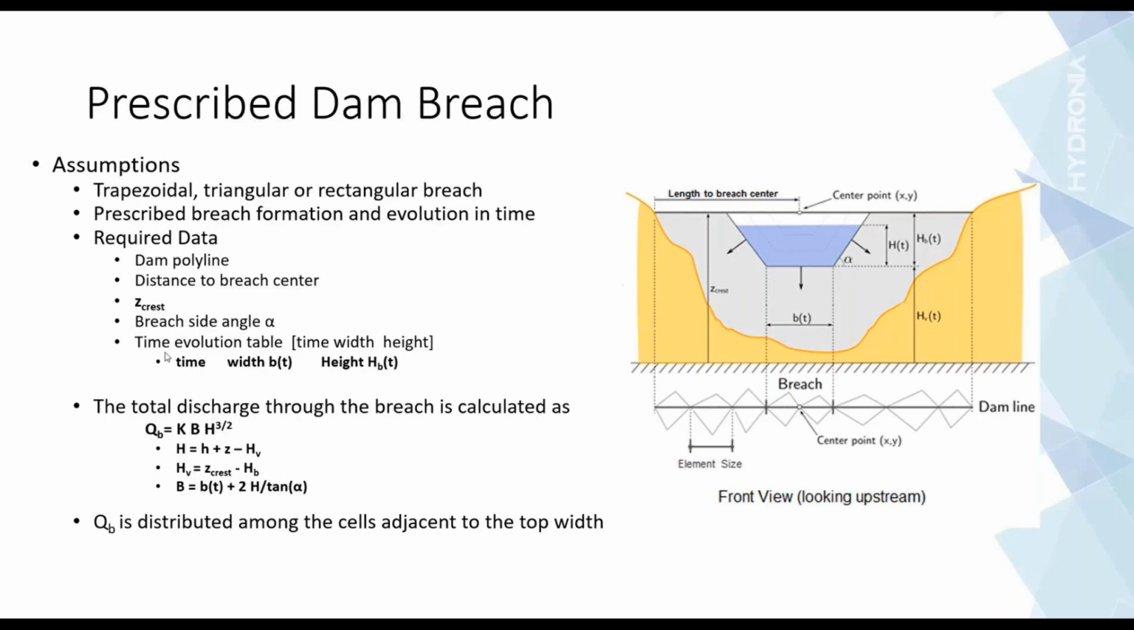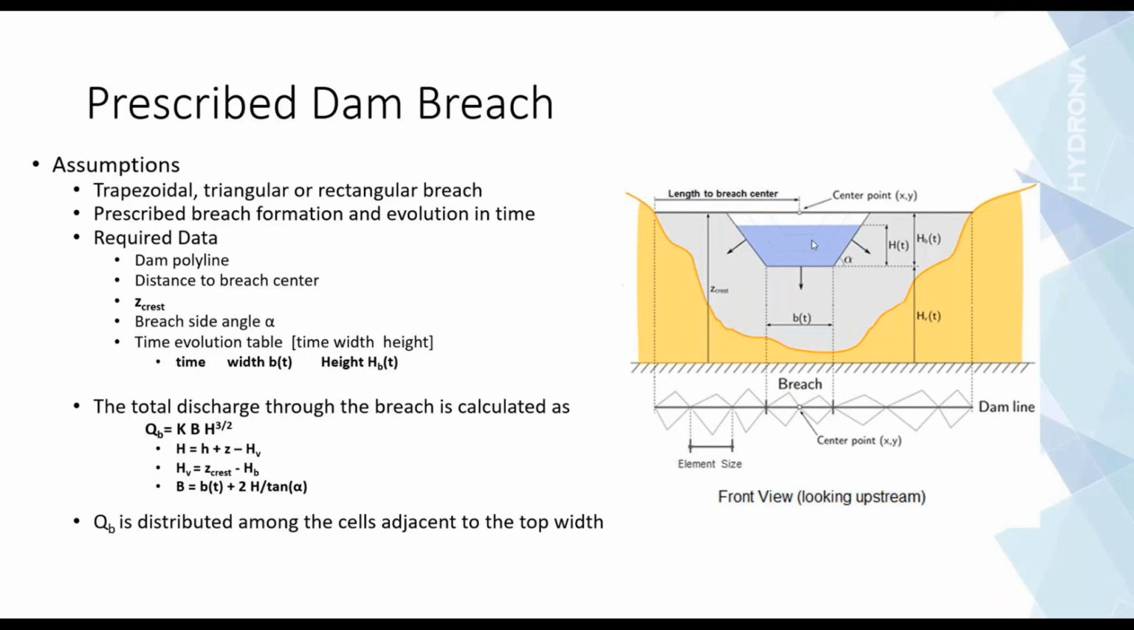So one of the data that you require here is a time evolution table where you need to provide for each time the width of this breach and the height. So if you can estimate that in some way, then you can enter that table, and in addition, provide some other characteristics of this geometry here. And the model will determine the discharge through the breach at every time interval using the formulation that you can see here. I will not get into the nitty-gritty of these formulas, but they're very simple ways to determine the discharge based on the hydraulic characteristics of the upstream reservoir, downstream conditions, and the geometry of the breach as it evolves in time.